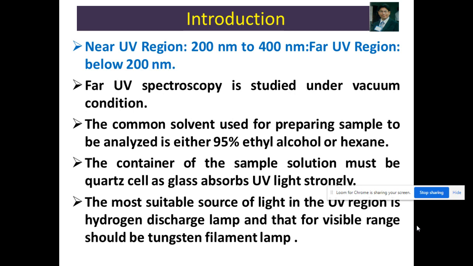The common solvent used for preparing the sample to be analyzed is either 95% ethyl alcohol or hexane. The container of the sample solution must be a quartz cell, as glass absorbs UV light strongly. The most suitable source of light in the UV region is a hydrogen discharge lamp, and that for the visible range should be a tungsten filament lamp.